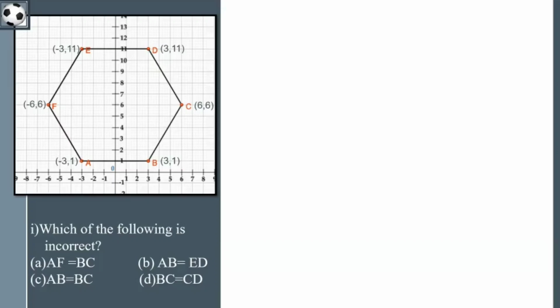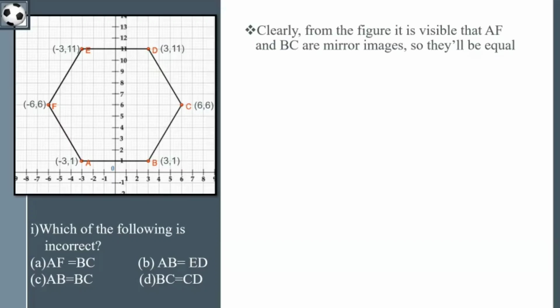Now let us see it carefully and reject which of them are not possible answers. See here, AF and BC. If I take this as the mirror line, they are exact mirror images. So that means AF is equal to BC, which means this is not the correct answer. Take AB and ED. If I take the line y equal to 6, I can say that AB and ED are also mirror images, so they are not unequal lines. That means this is also correct.